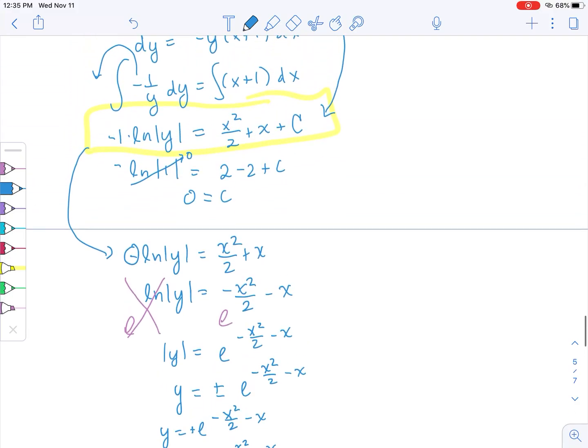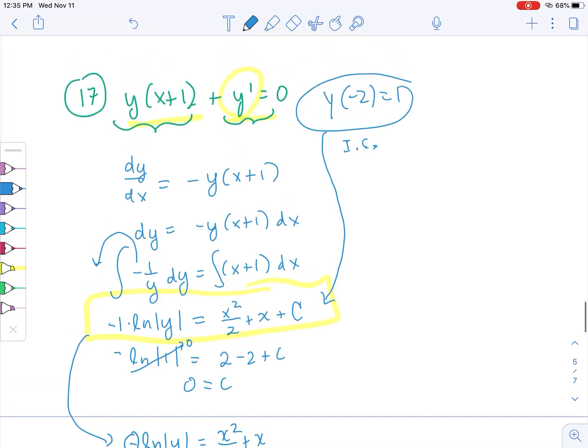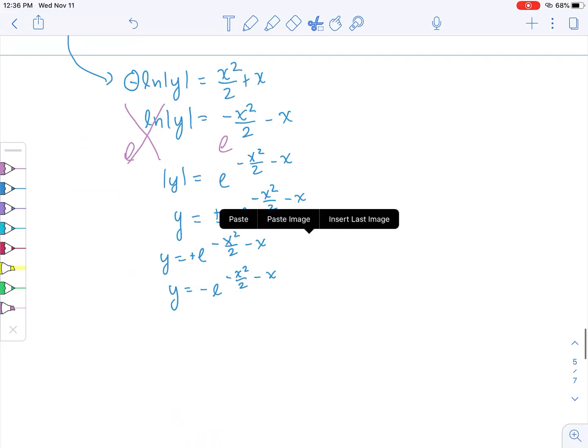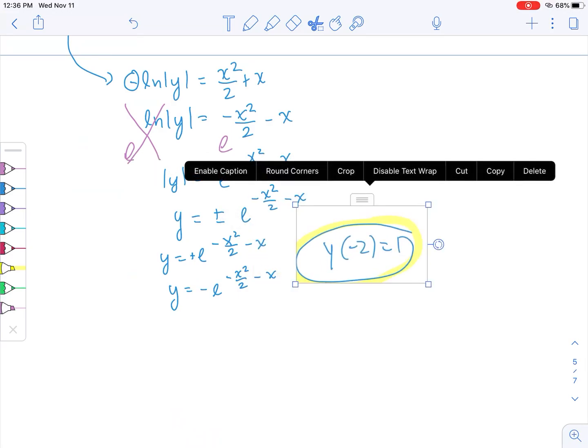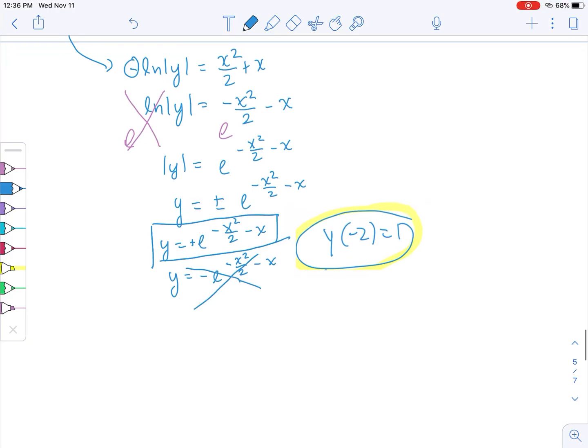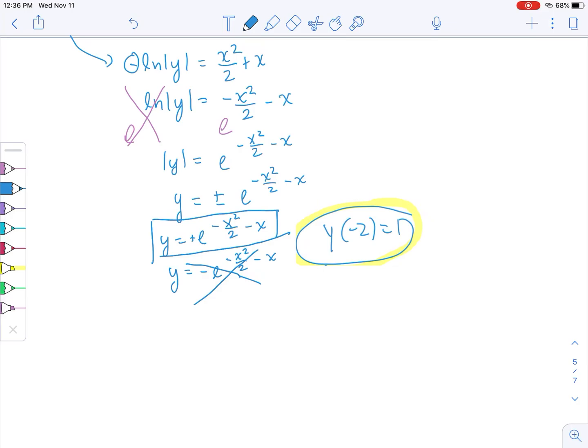We want to verify whether the initial condition that was stated at the beginning, which I'll go ahead and copy and paste, actually passes through both of these curves. So when we consider the fact that the y value is positive, the only one that actually truly works, if we plug negative 2 in to get positive 1, is the positive version. So therefore, we eliminate this one as a possible solution. So our answer is y equals positive e to the negative x squared over 2 minus x.